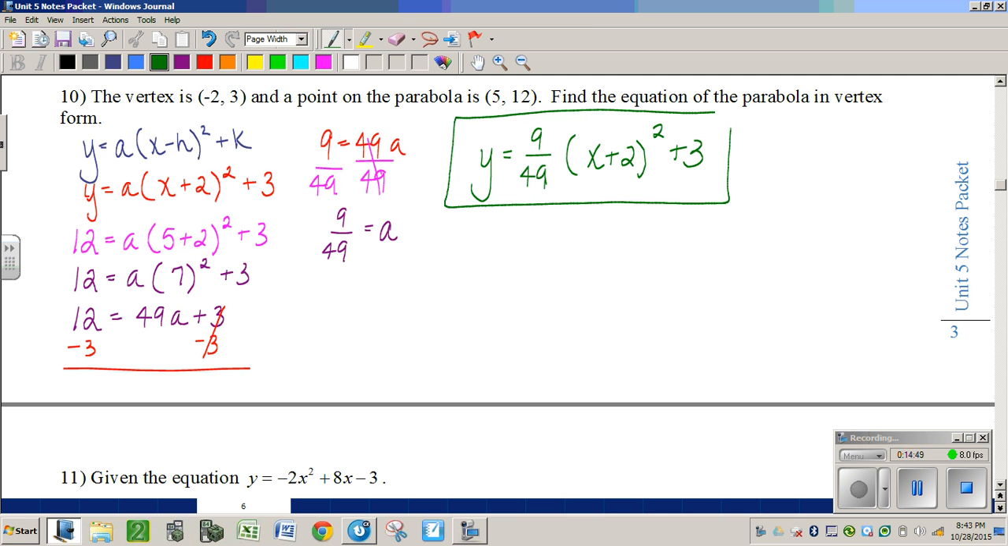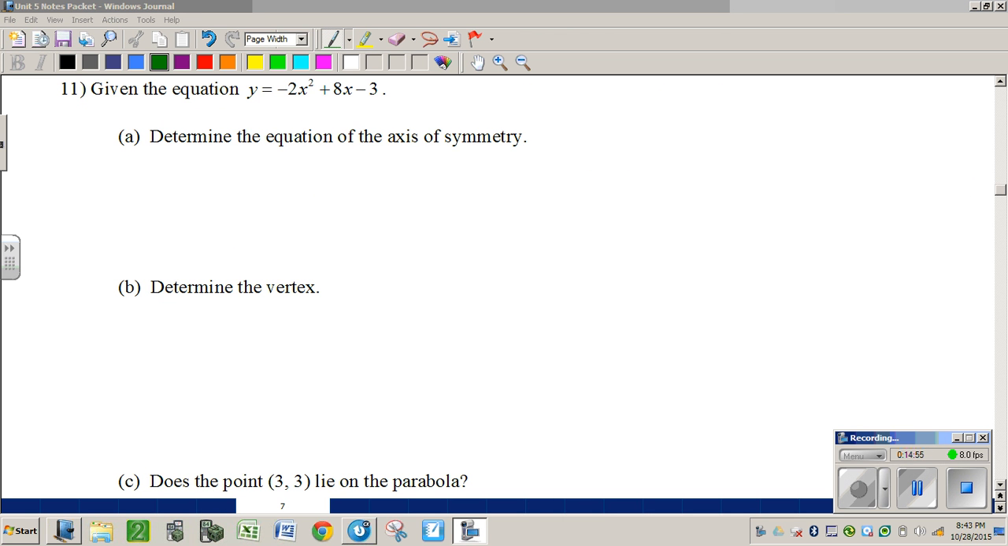And that is the equation of your parabola in vertex form. Okay, number 11, you're going to want to make sure that you know how to do. There's going to be a question on your test like this where we give you an equation and then we want you to find the axis of symmetry, the vertex, and then put the equation in vertex form.